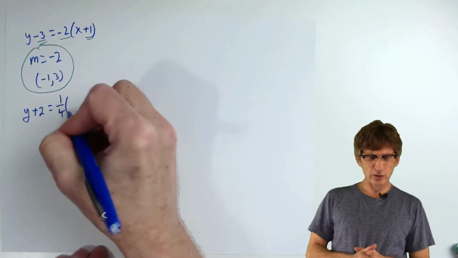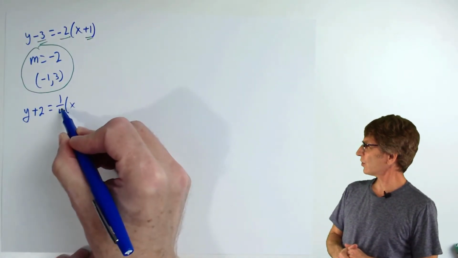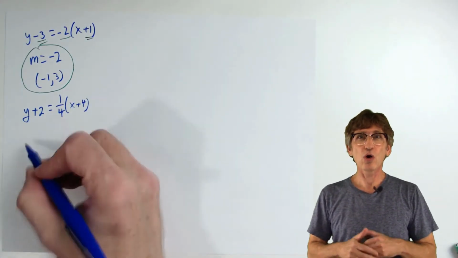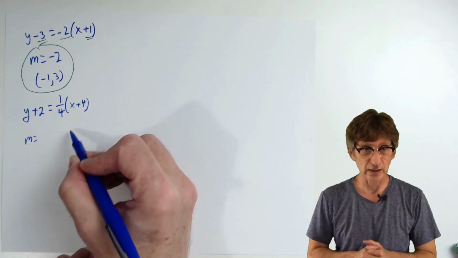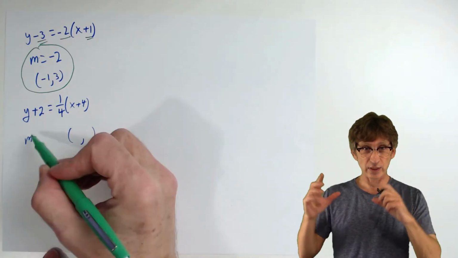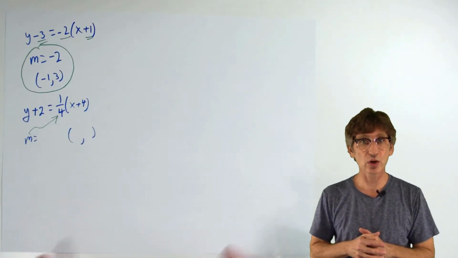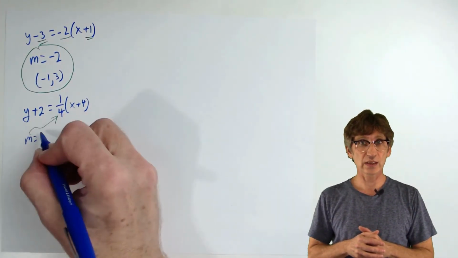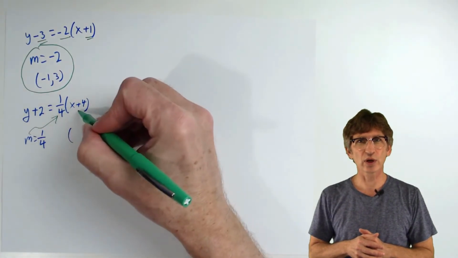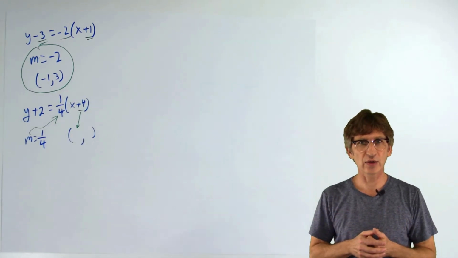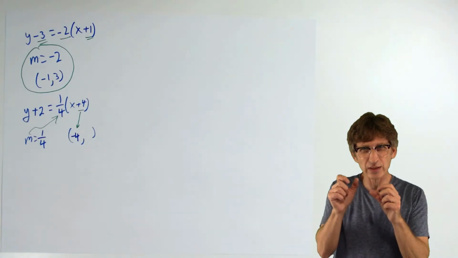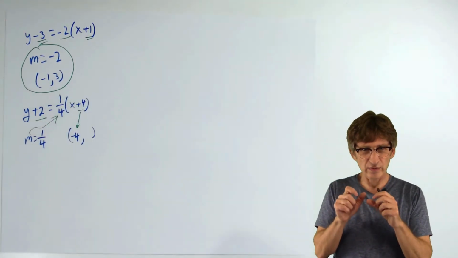y plus 2 equals 1/4 times x plus 4. So what's the slope? What's the point? Slope, that's the m value, times the x minus x1. So in this case, the slope is 1/4. We get that right out of the equation. In the equation, we have x plus 4, reminding ourselves that it used to be x minus x1. So if it's x plus, that means the x1 value was negative. So we have negative 4.